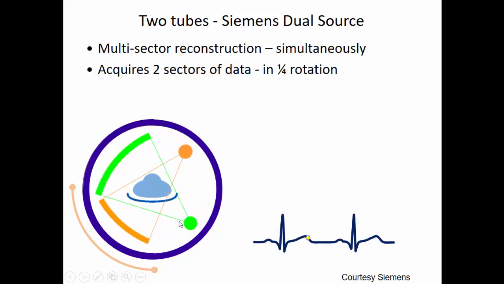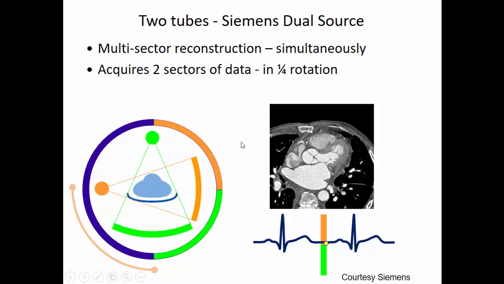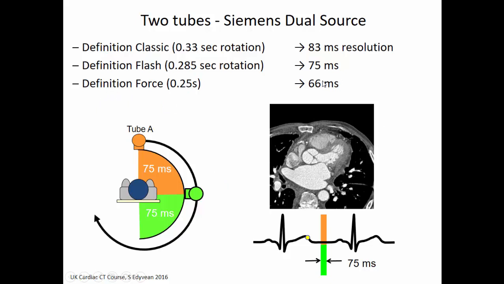Now, if you switch on at this point, we've only irradiated for a quarter of a sector, and we've got from the two separate detector elements our full 180 degrees worth of data in just a quarter of a rotation of the X-ray tube. And so that means we've got better temporal resolution in one heartbeat. Okay, so it's a huge advantage. And with the third-generation Siemens systems, the best you can get down to is 66 milliseconds.